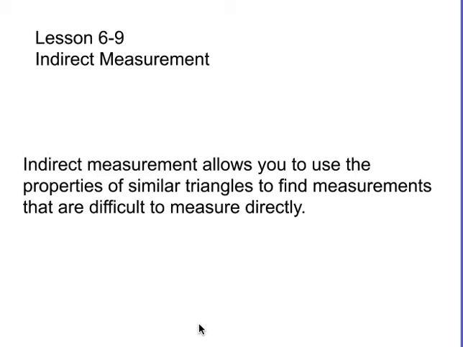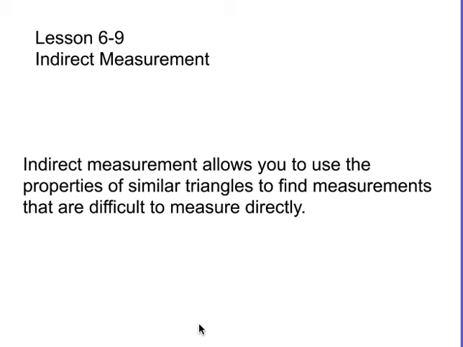In this lesson, we're doing indirect measurement. And indirect measurement allows you to use the properties of similar triangles, which we did a whole lesson on similar shapes. Then we used those things in the last lesson with dilations. We used those same properties when we were talking about scale and scale factor and models. So they all go hand in hand, they all work together. Those properties of similar triangles find measurements that are difficult to measure directly.